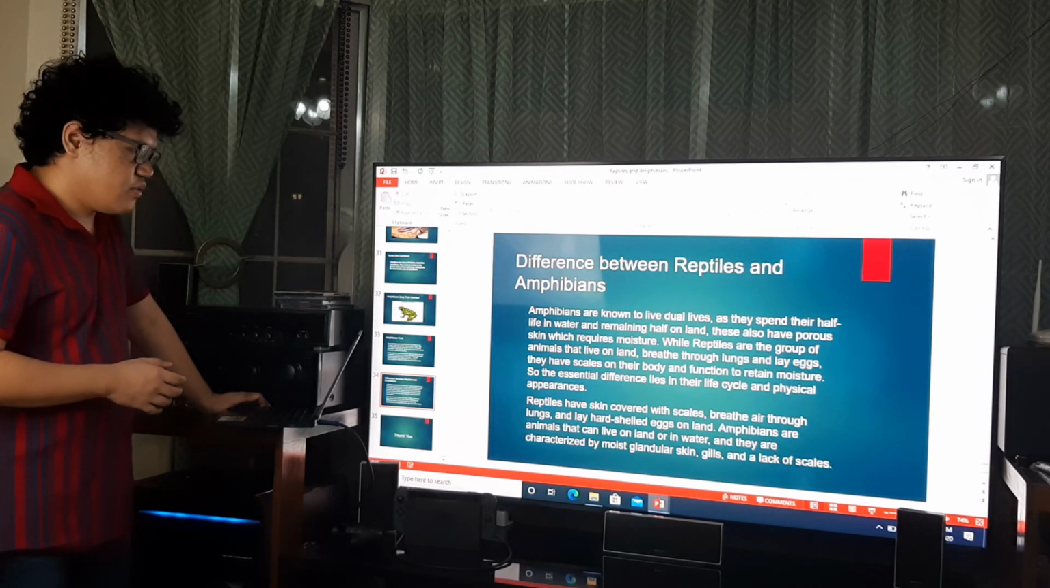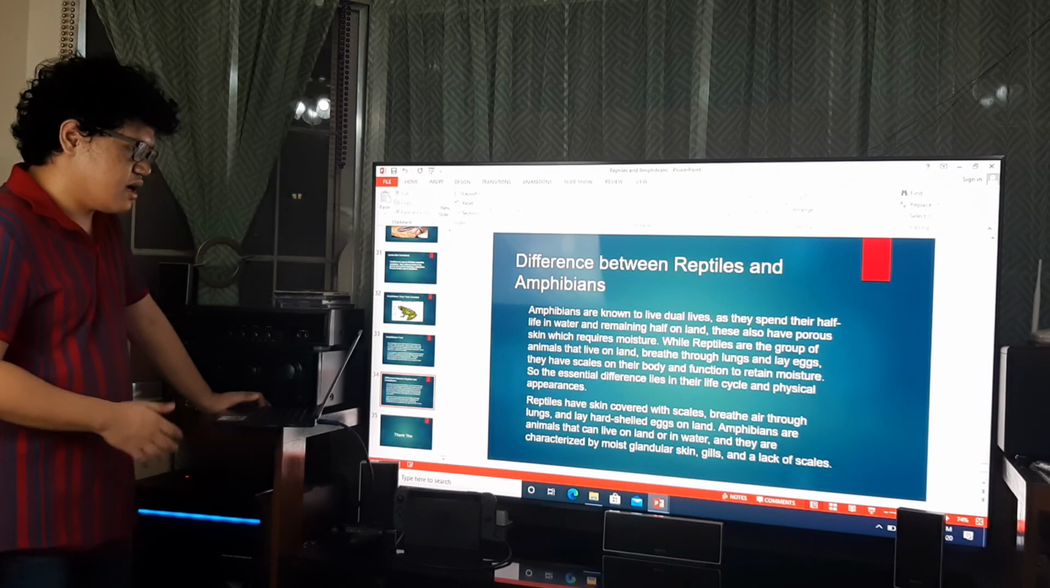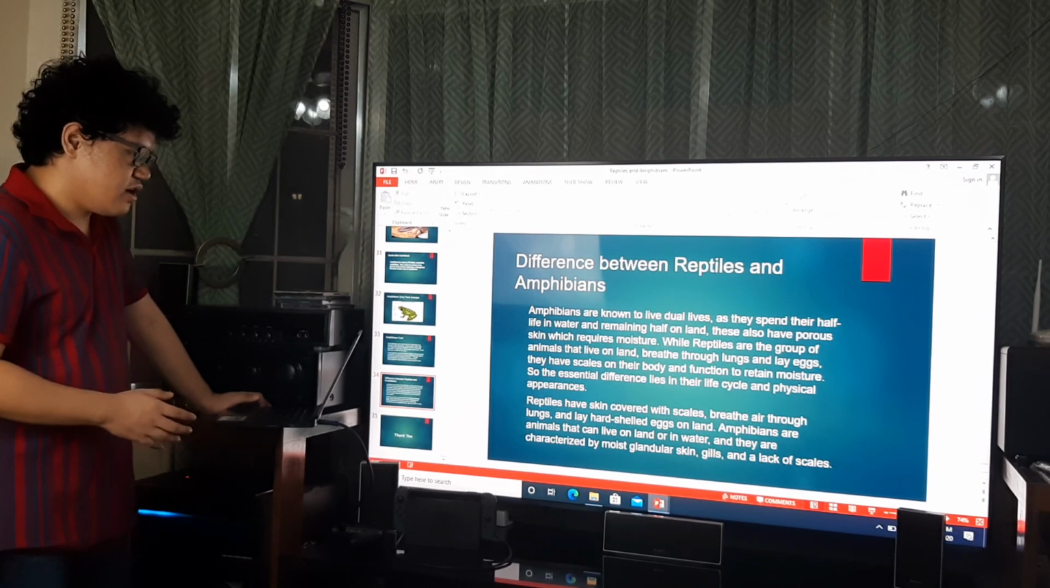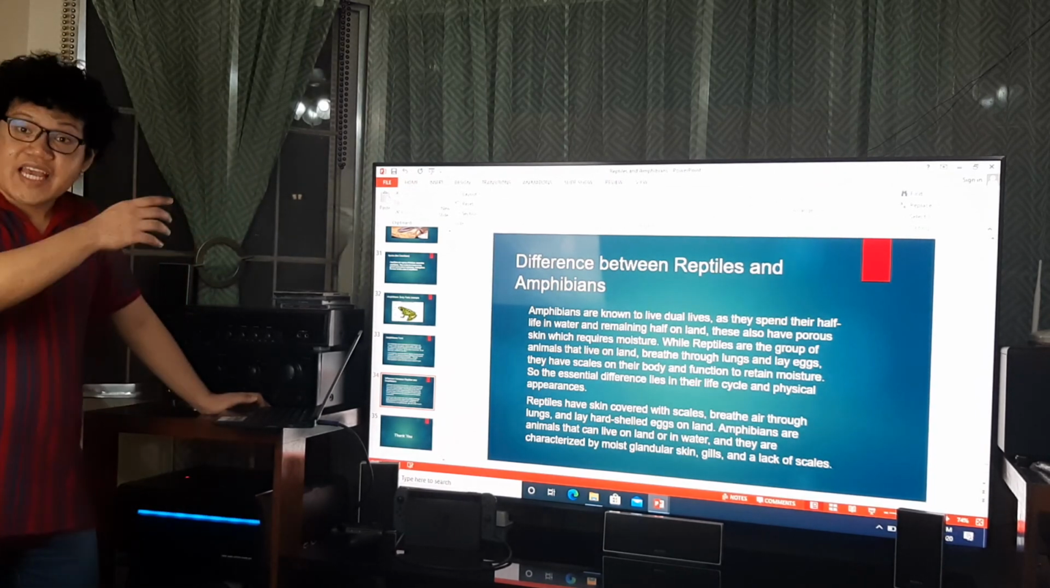Reptiles have skin covered with scales, breathe air through lungs, and lay hard-shelled eggs on land. Amphibians are animals that can live on land or in water, and they are characterized by moist, glandular skin, gills, and lack of scales.